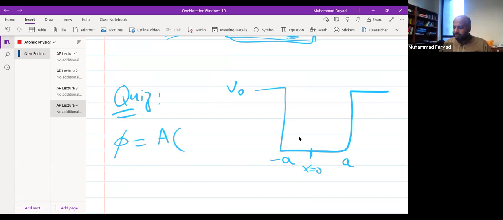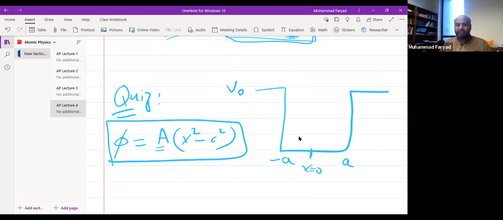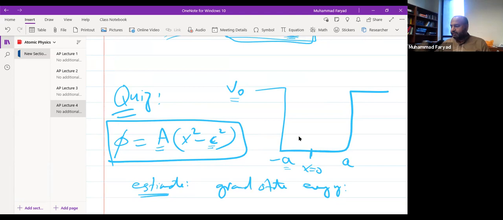Let's say the trial function is something like this. This a is the normalization constant, and this c square is the parameter that you have to find. So estimate the ground state energy of this well. Essentially you have to find this parameter c in terms of a and in terms of v naught. Once you're done, you can take its snapshot and upload it to LMS. I'm going to create a reception at LMS.